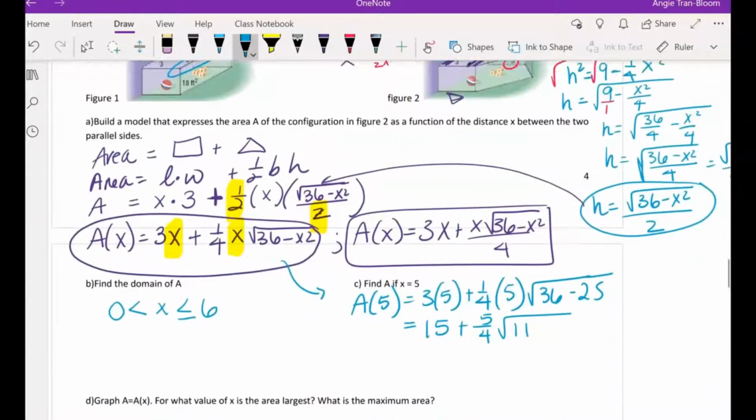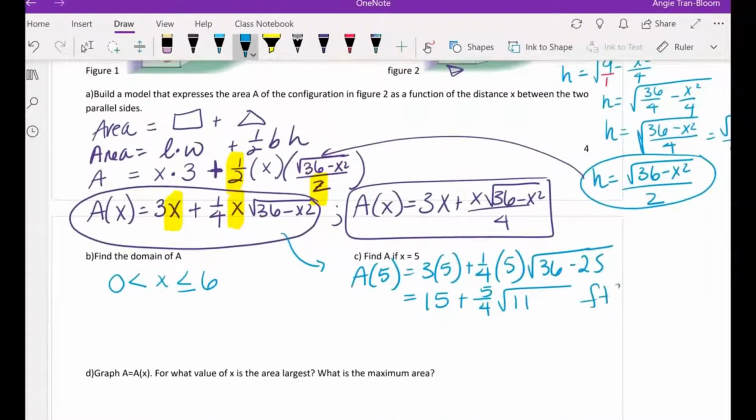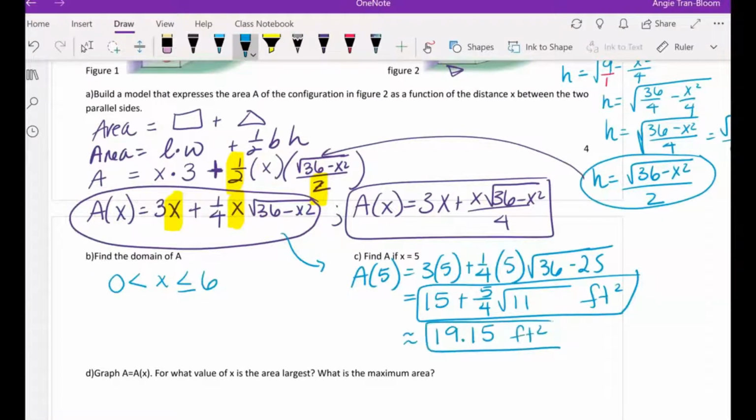Did it give us a unit of measurement? Feet. So feet squared. If you don't have a calculator, I'll take that. If you have a calculator, you can enter that in, and that's about 19.15 feet squared. Normally, I would ask for both.